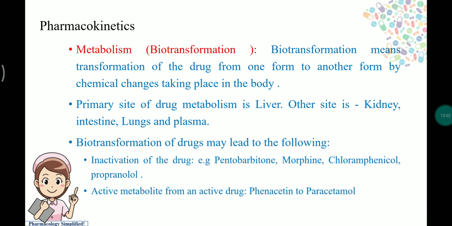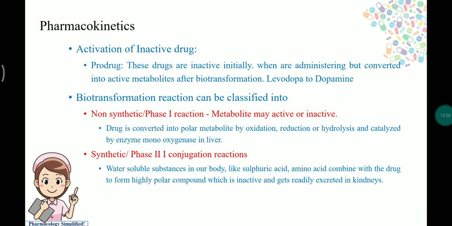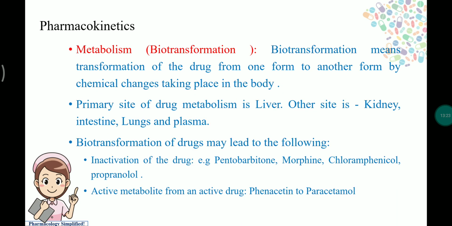An active metabolite from an inactive drug or an active drug. Example, phenacetin to paracetamol. So it gets transformed to an active drug. Here we have studied active metabolite from active drug. When the drug gets metabolized, the metabolite is also an active drug, an active metabolite. So that is one type of biotransformation.